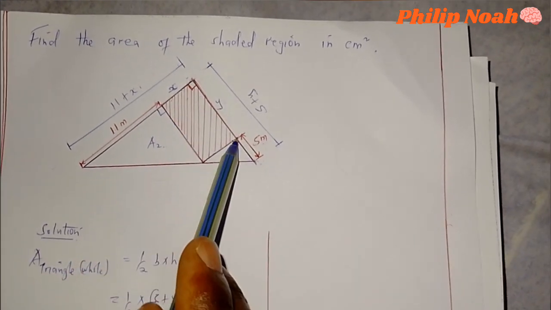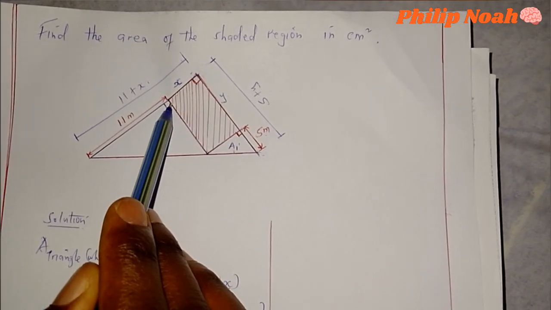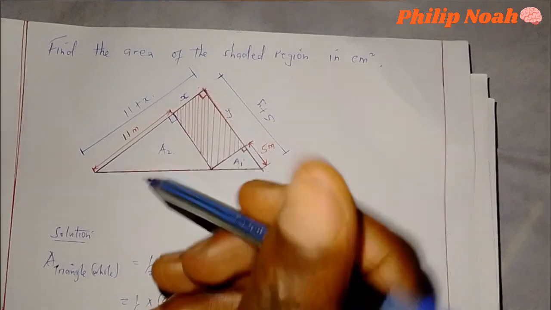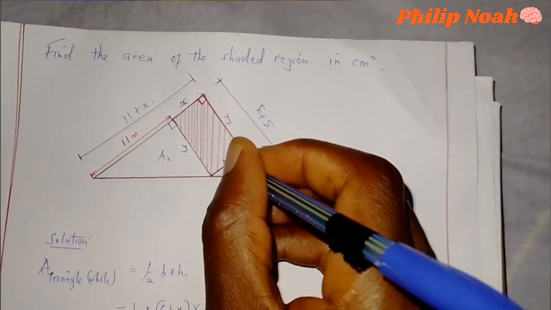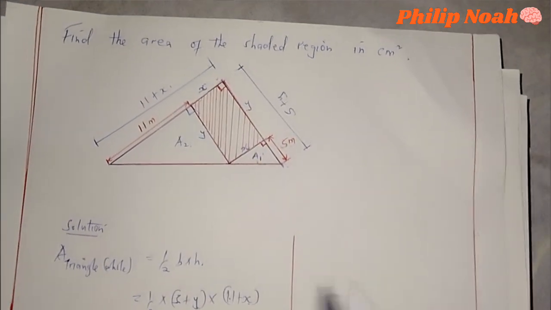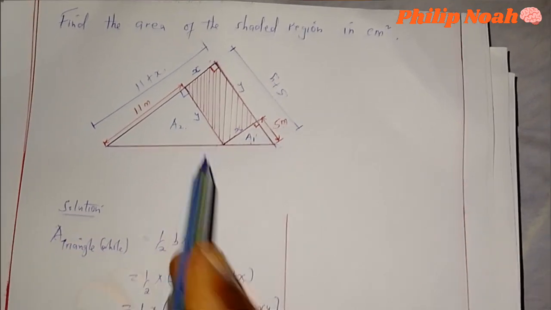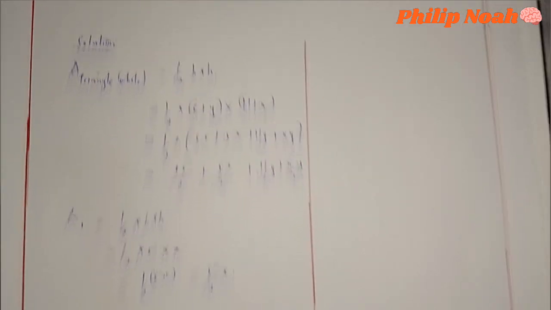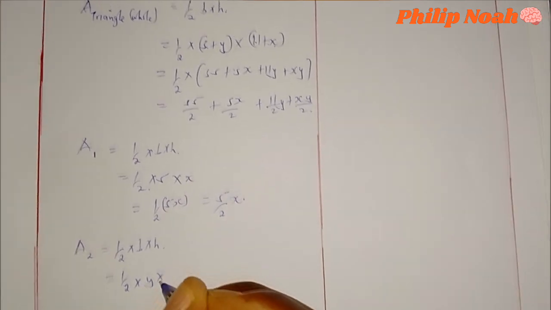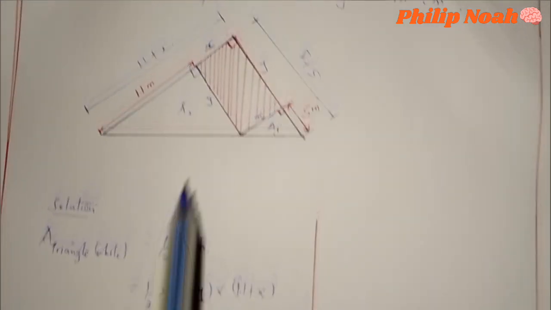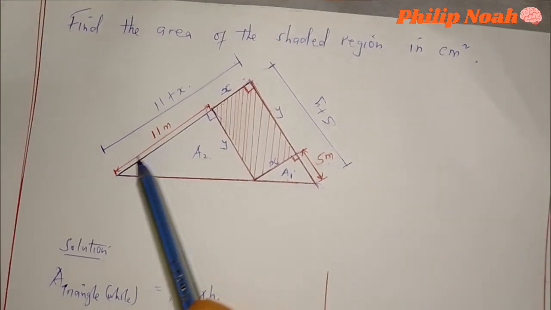From this point to this point is the same as from this point to this point. Are you there? This one is also y here. As I have said, here is x. Are you together? So our base is x. Sorry, it is y. So a half times y times height. What's our height? Our height is 11.